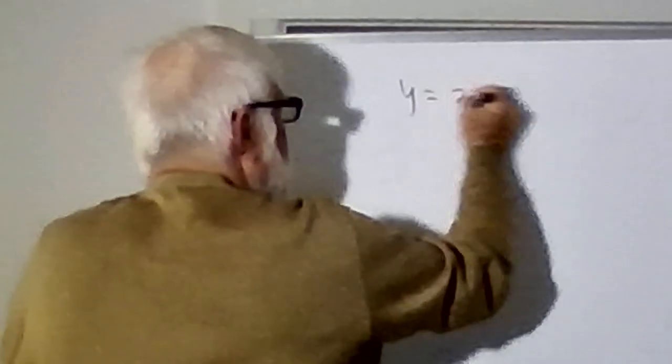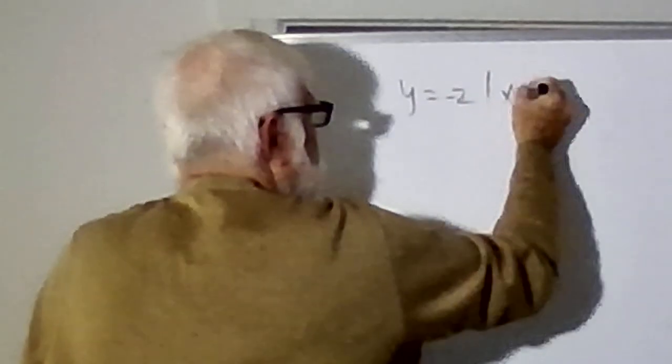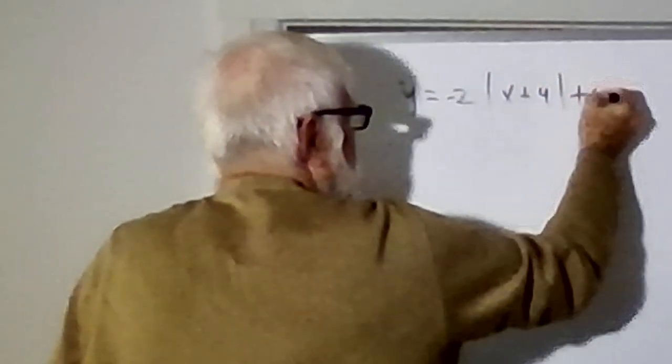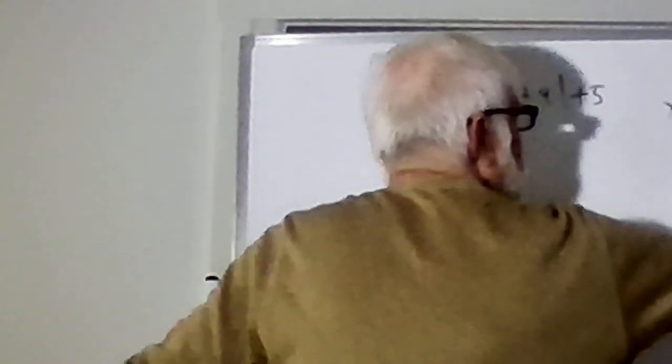All right, so what's the next problem? Oh, minus 2x plus 4 plus 5. Okay, so I'm giving you an absolute value: minus 2x plus 4 plus 5. And I want to know what's the rate of change at x equals, I forget what I said, at x equals 1,000.